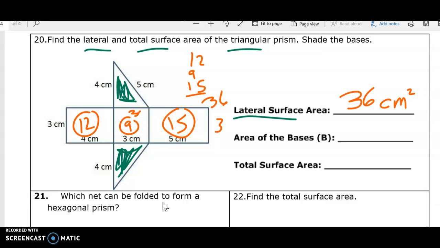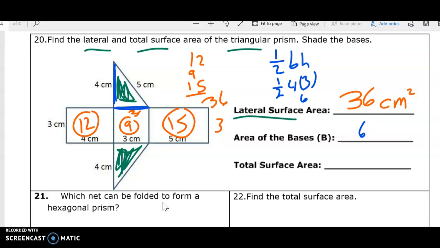My area of base, it's a triangle, it's 1/2 BH. Remember that it has to be perpendicular. So it's 1/2 times 4 times 3, which is 6.